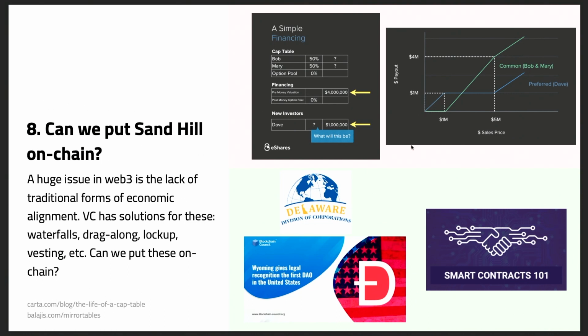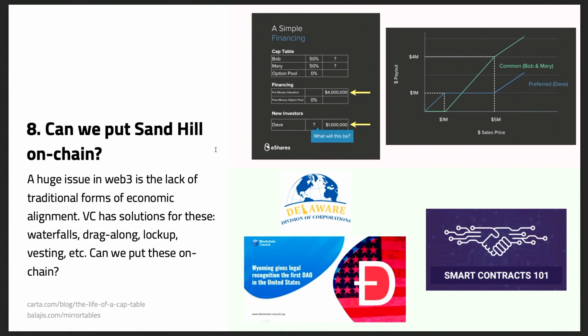Relatedly, can we put Sand Hill on chain? So there's a lot of concepts from venture capital that are actually quite helpful, like the liquidation waterfall or the concept of alignment, where you get paid if the venture capitalist gets paid, if the founder gets paid, if the employees get paid, and so on and so forth at an exit.